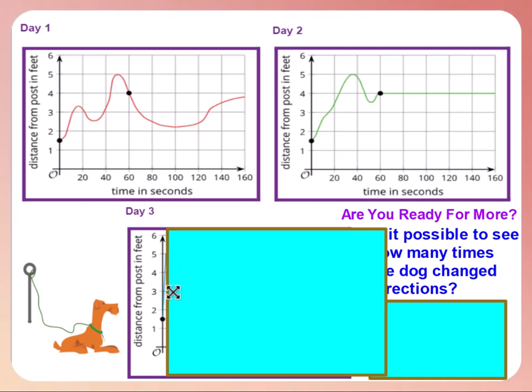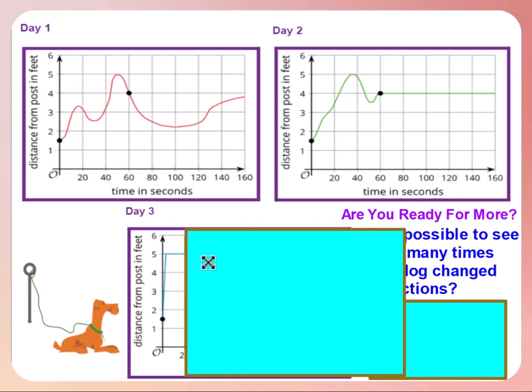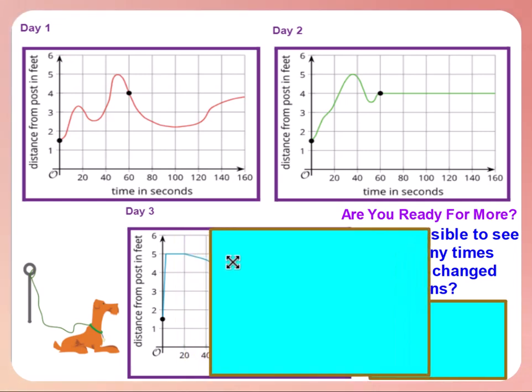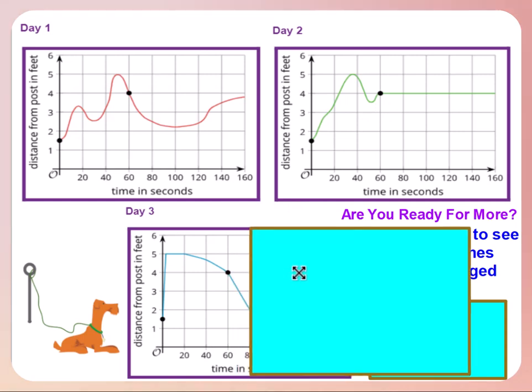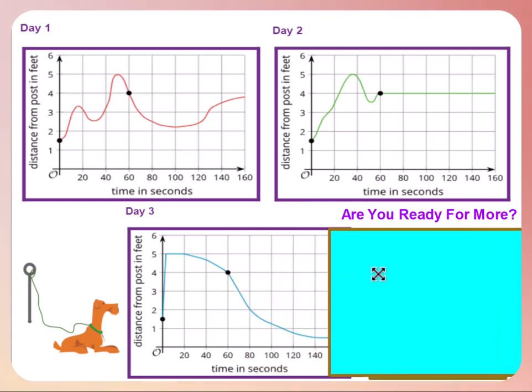On day 3, the dog starts at 1.5 feet and then follows his owner rapidly. So for the first 2 or 3 seconds, he's going straight up. And then he can't go over 5 feet, so he starts to come back down again because he's wrapping around that post. He's coming down slowly. At 60 seconds for each day, the dog is going to be 4 feet away, and then he's going to continue to wrap around the post till he gets closer and closer to 0.